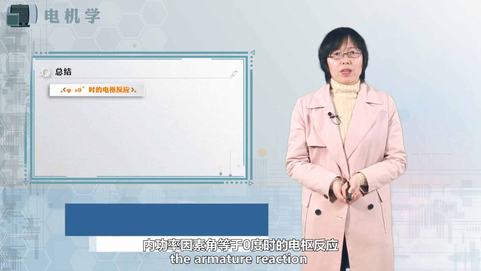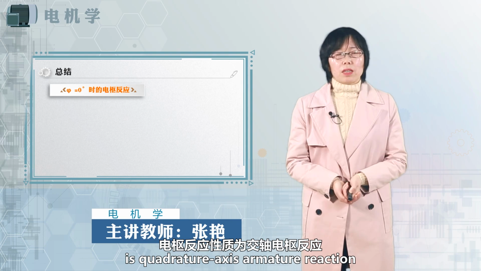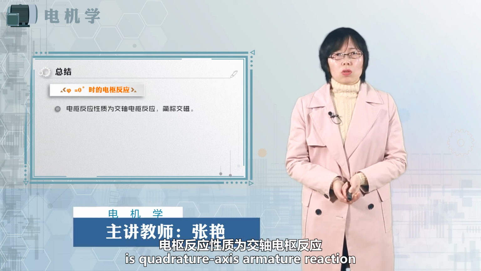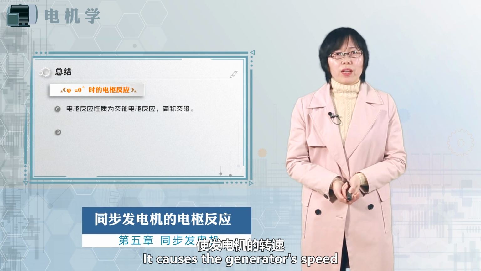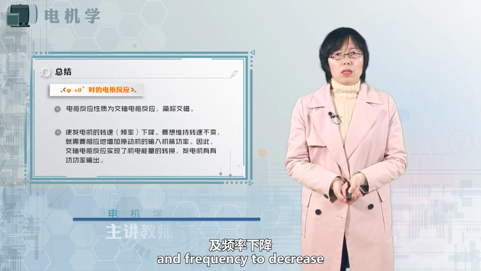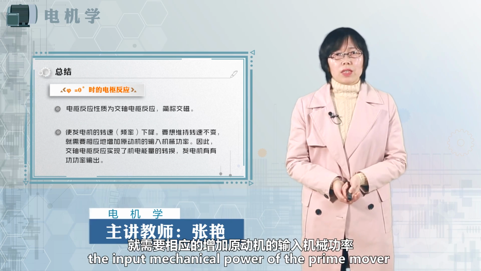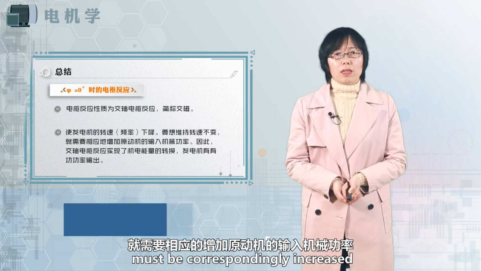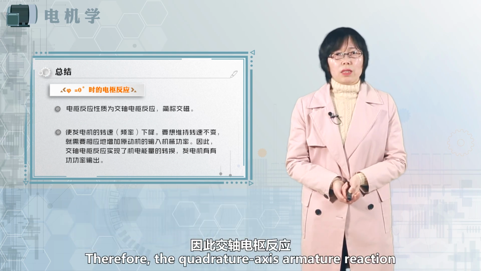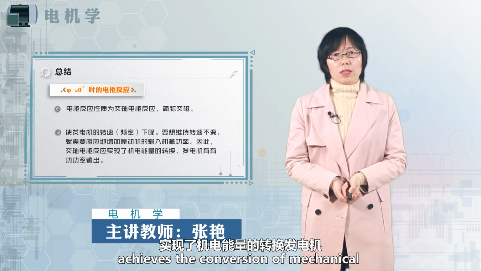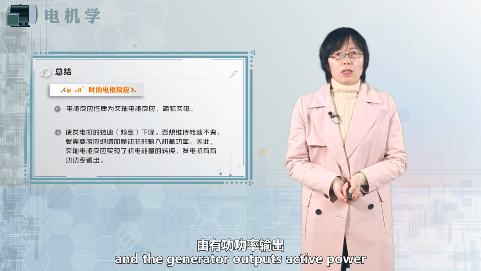To summarize, the armature reaction when the internal power factor angle is 0 degrees is quadrature axis armature reaction, abbreviated as quadrature axis. It causes the generator's speed and frequency to decrease. To maintain constant speed, the input mechanical power of the prime mover must be correspondingly increased. Therefore, the quadrature axis armature reaction achieves the conversion of mechanical energy to electrical energy, and the generator outputs active power.